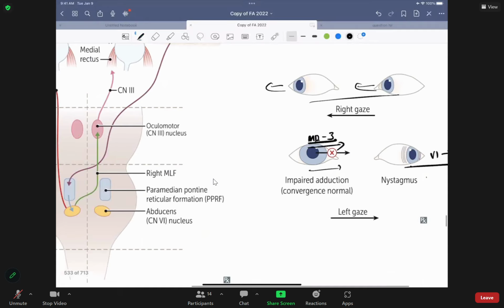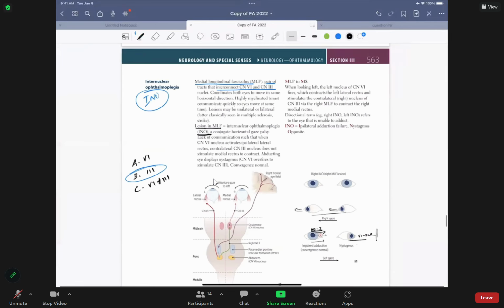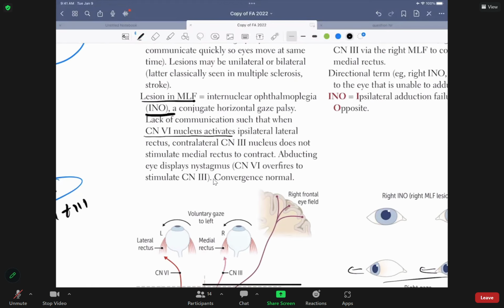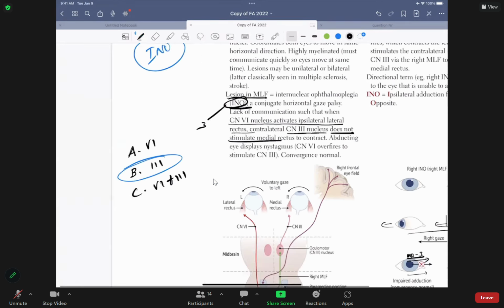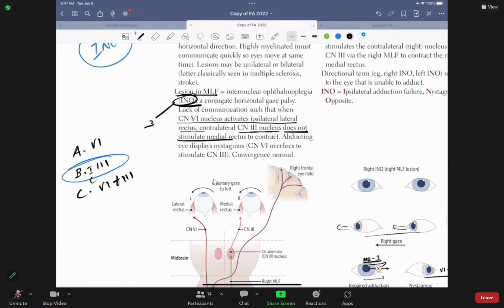Now look at the notes. When cranial nerve number 6 nucleus activates the ipsilateral lateral rectus, the contralateral cranial nerve number 3 nucleus does not stimulate. So the problem is the opposite side cranial nerve number 3. Is everybody clear, folks? Now this is something most of the students miss. When it comes to INO, it's a lesion of the opposite side cranial nerve number 3, not the same side, opposite side. Is that clear, folks? I should put the option as contralateral cranial nerve number 3.